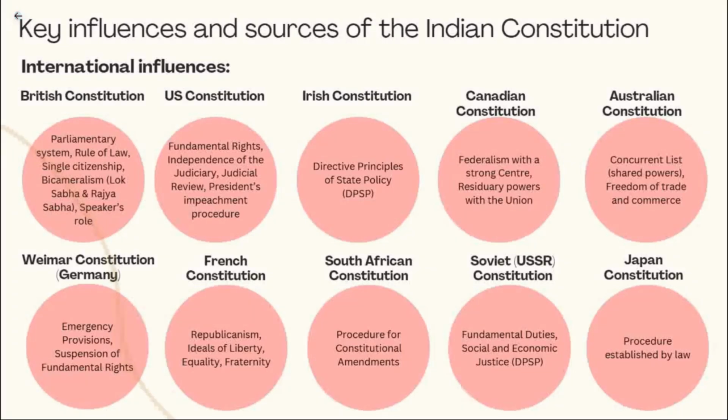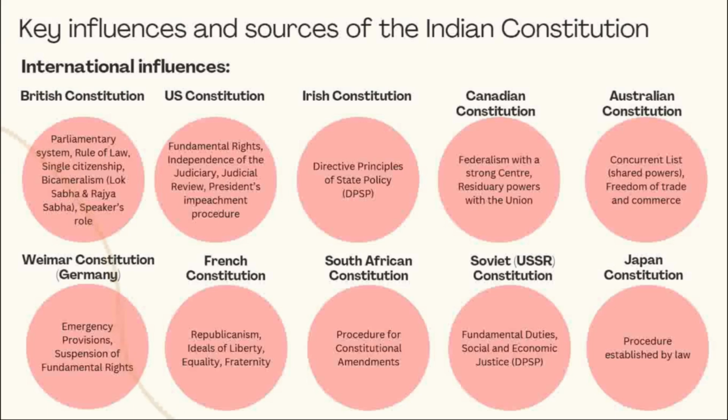The international influences on the Indian Constitution: the key contributions from the British Constitution were the parliamentary system, rule of law, single citizenship, bicameralism, Lok Sabha and Rajya Sabha, and the Speaker's role. And also the US Constitution inspired fundamental rights, independence of the judiciary, judicial review, and president's impeachment procedure, which were essential elements.